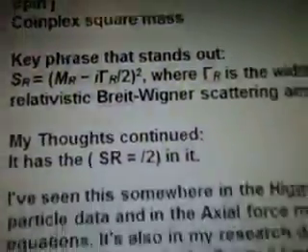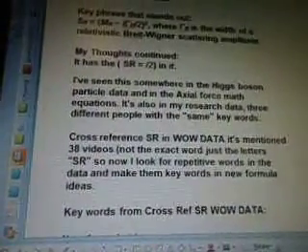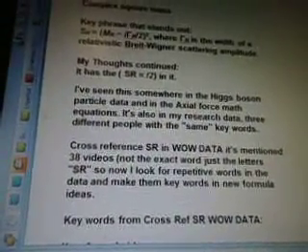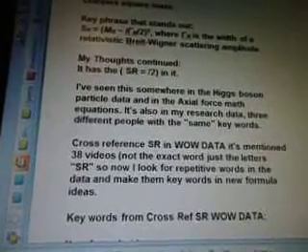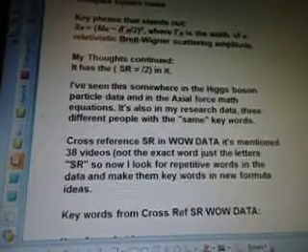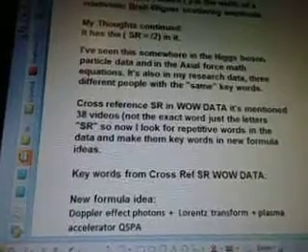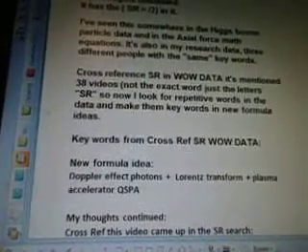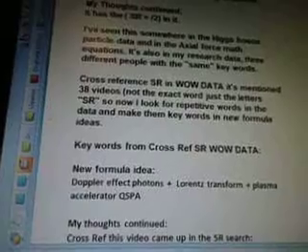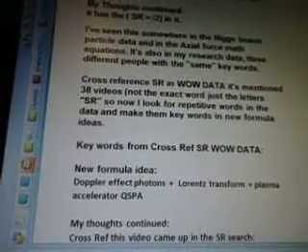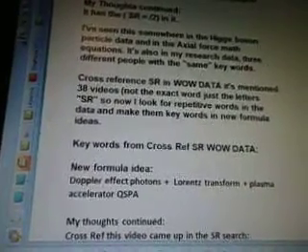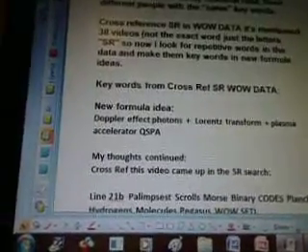Right there, see? I've seen this somewhere in the Higgs boson particle data and in the axial force math equations. It's also in my research data, 3 different people with the same keywords. Cross-reference SR and well data, it's mentioned in 38 videos, not the exact word, just the letters SR. So now I look for repetitive words in the data and make them keywords in new formula ideas. The keywords from the cross-reference of SR well data: new formula idea is Doppler effect photons plus Lorentz transform plus plasma accelerator QSPA.